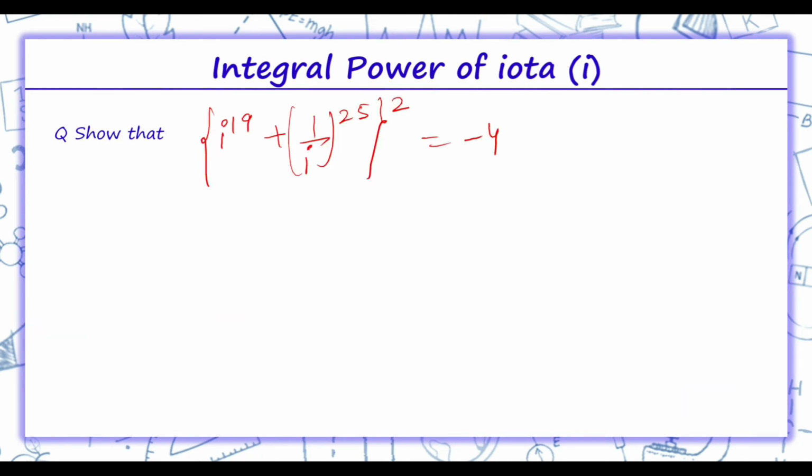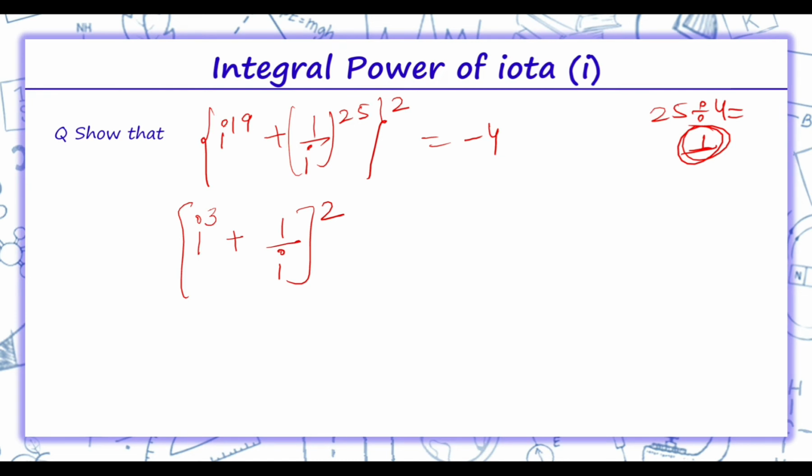Coming on to the next type of question, i to the power 19. Now here if we divide 19 by 4, we get 4 into 4 is 16, and 3 as a remainder. So this i to the power 19 will be written as i to the power 3. Similarly over here i to the power 25, when we divide 25 by 4, we'll get 1 as a remainder. So here we'll write only 1 by i, and its square we have to find.